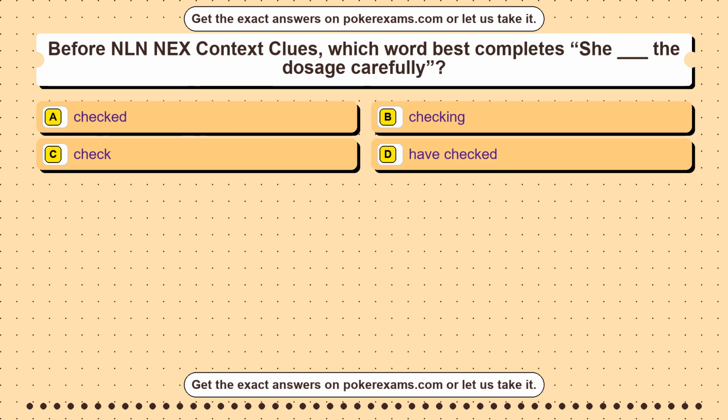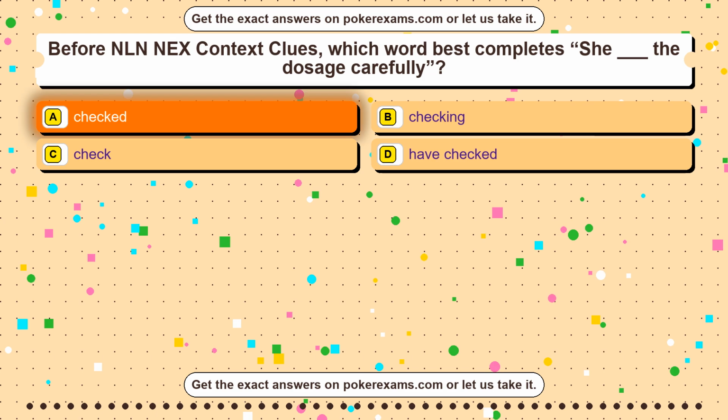Question 45. Before NLN NEX Context Clues, which word best completes "she blank the dosage carefully"? Option A checked. Option B checking. Option C check. Option D have checked. The correct answer is option A, checked.